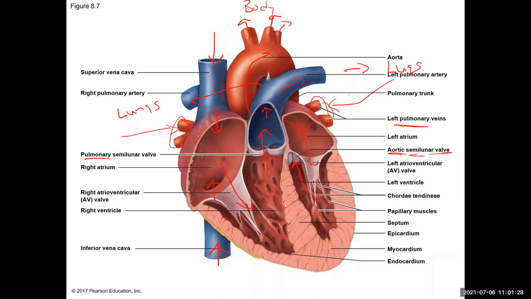And then that oxygen will be dropped off, carbon dioxide will be picked up, and then it will return from the body back to the superior vena cava and the inferior vena cava. So that's the general flow of our circulatory system. And that figure can be a little jumbled up, hard to see. So one thing I also like my students to do is to draw the circulation by memory.